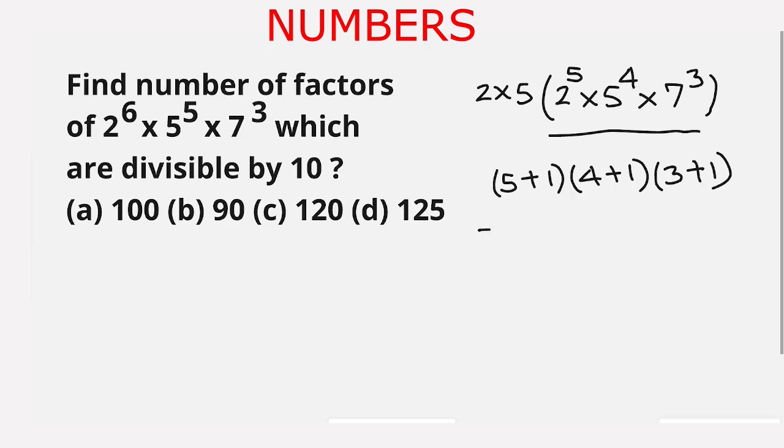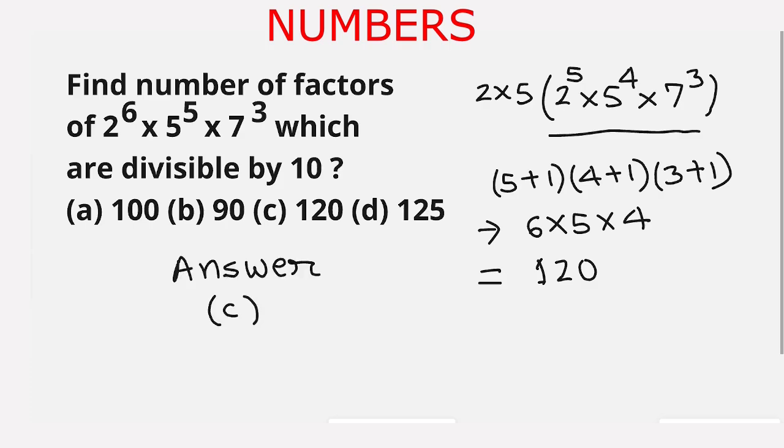And this is equal to 6 × 5 × 4, since 5 plus 1 is 6, 4 plus 1 is 5, and 3 plus 1 is 4. And 6 times 5 is 30, and 30 times 4 is 120. So this is equal to 120. It means that there are 120 factors of the given number which are divisible by 10. And from the given options, our answer is option C, 120.